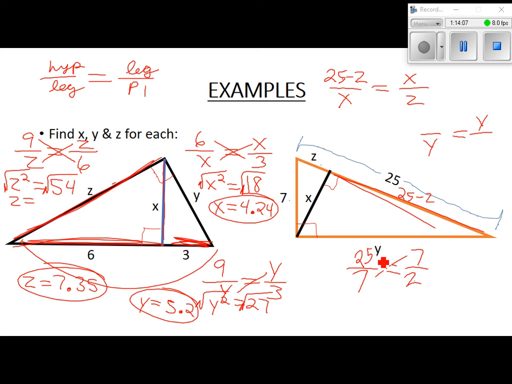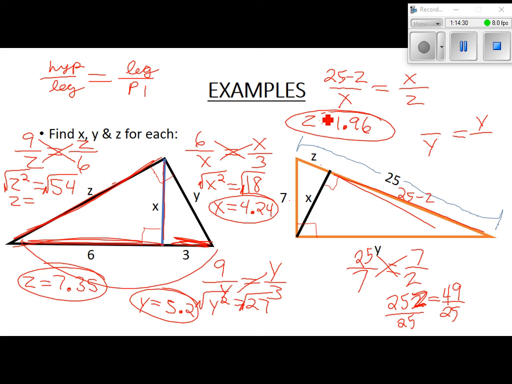25Z is equal to 49. What do you do to solve that? Divide by 25. That's a Z, not a 2. Sorry, I'm trying to write backwards and it's not working very well. So Z equals 1.96. Once you know what Z is, we can do all the other ones.